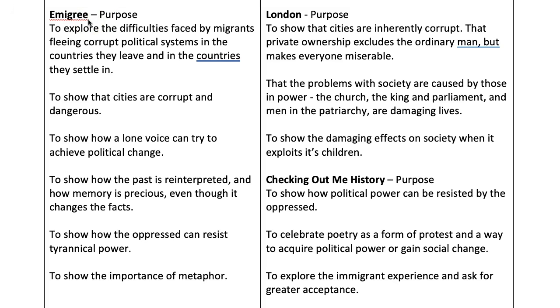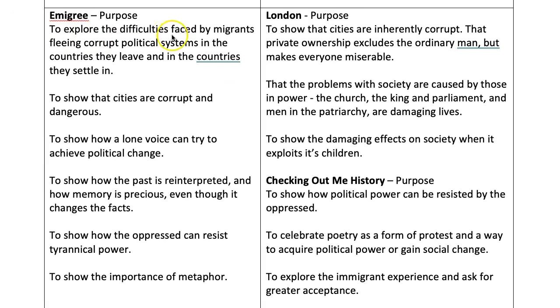Now, Emigree is a really interesting poem. It's easy when you see it on the page to think, oh, it's not really very much good. But when you start to analyse the number of purposes the poet has, there's a lot in it. So number one, to explore the difficulties faced by migrants fleeing corrupt political systems in the countries they leave and in the countries they settle in.